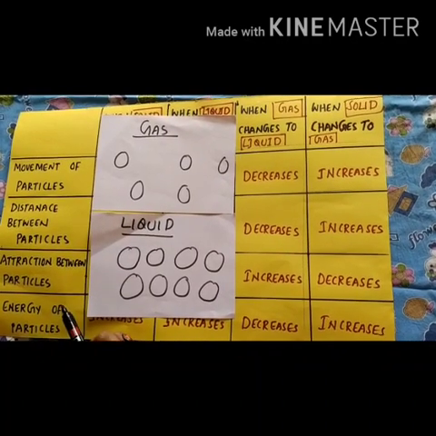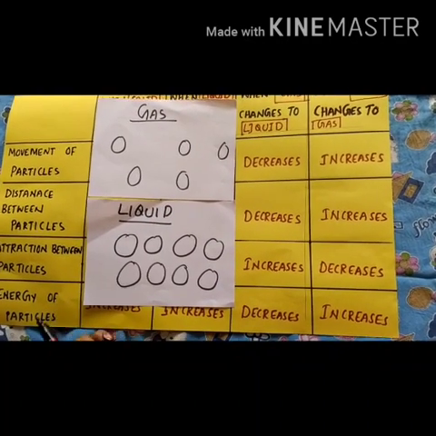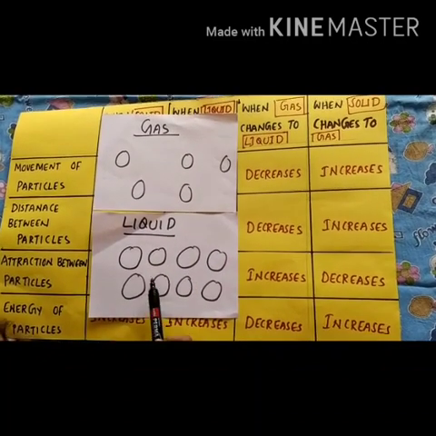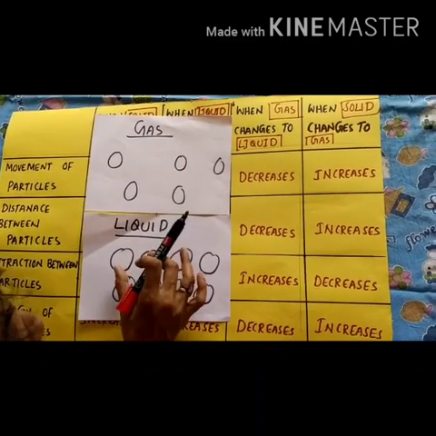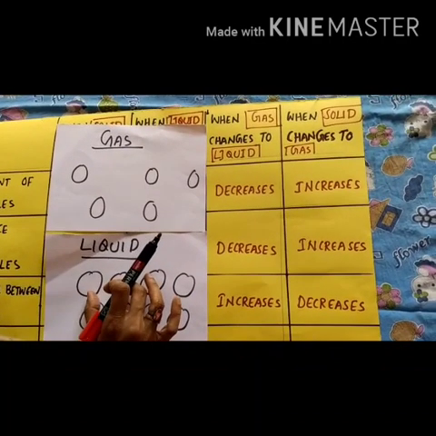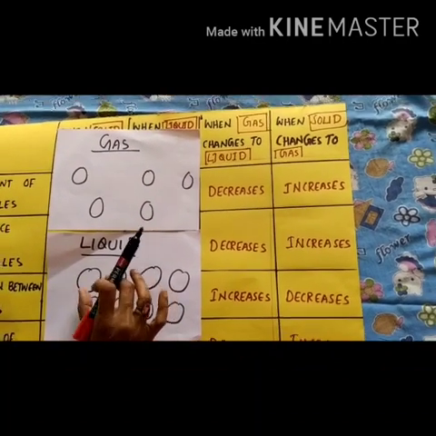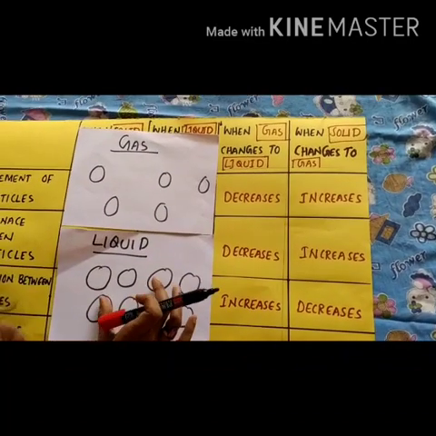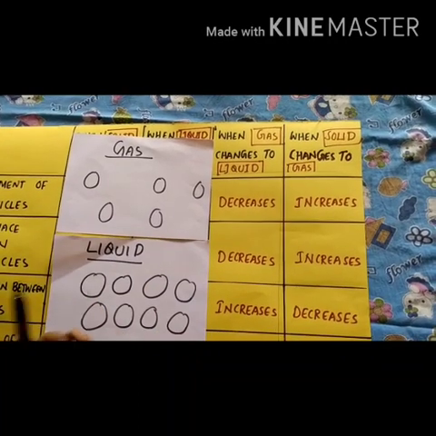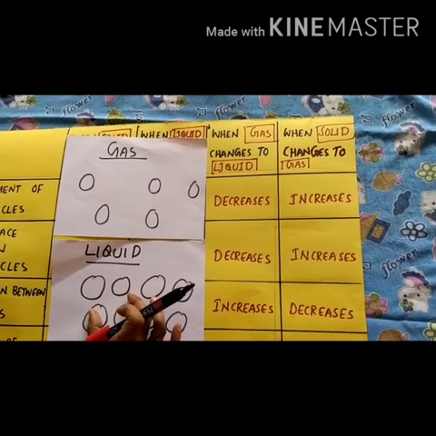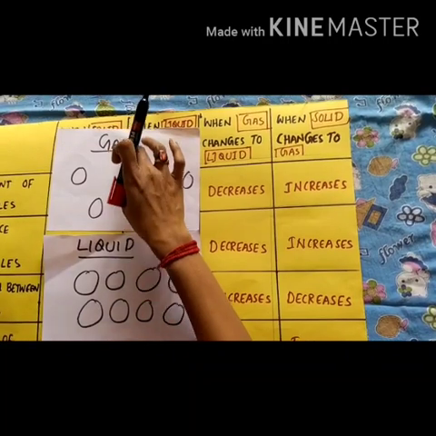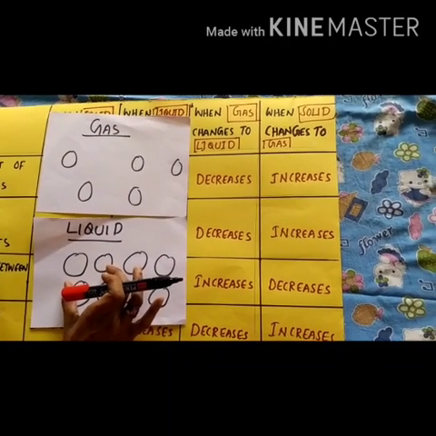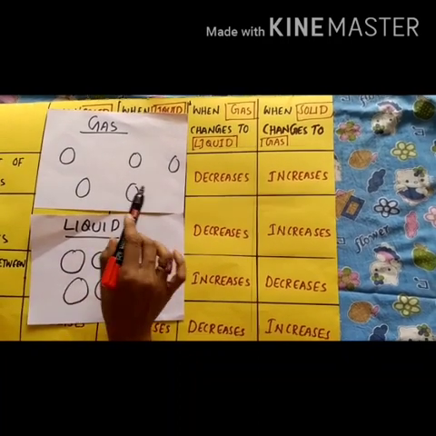The last one is energy of particles. What happens to the energy of particles when gas changes to liquid? Energy of particles decreases because particles are closer, distance is less, attraction is more. So it cannot move anywhere as in the case of gas. When gas changes to liquid, energy decreases because they are closer.